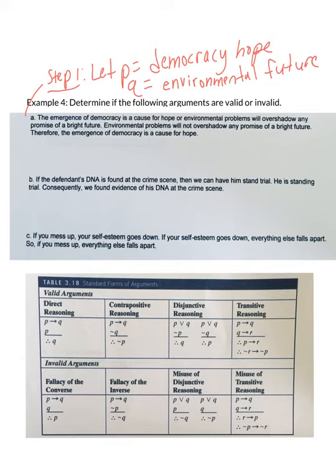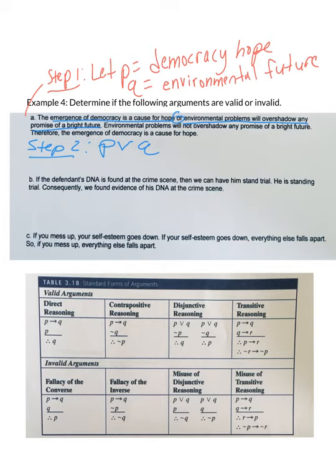Step 2, now we're going to rewrite it in symbolic form. We're going to stack them to begin. So the first sentence, the emergence of democracy is a cause for hope, was letter P. Or is the arrow pointing down, environmental problems will overshadow any promise of a bright future, was Q. So really the first sentence is P or Q.